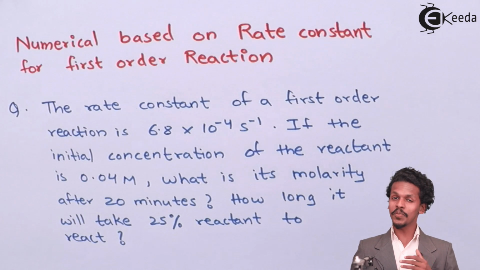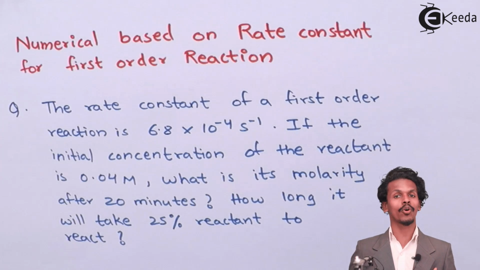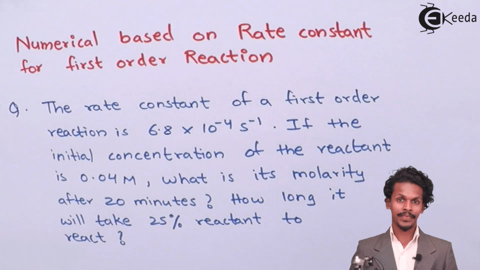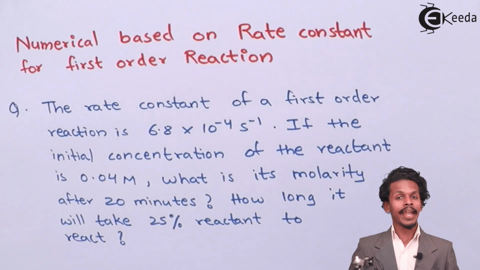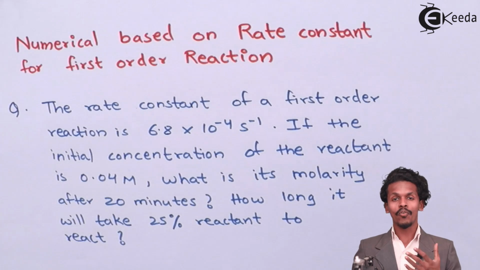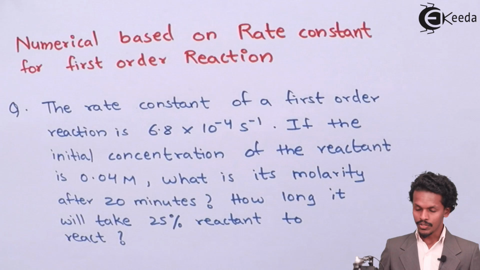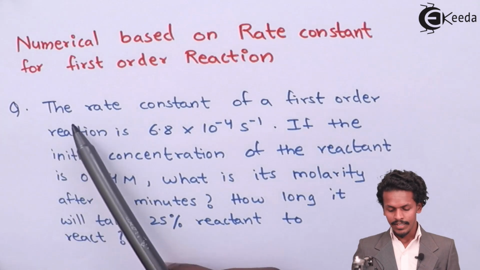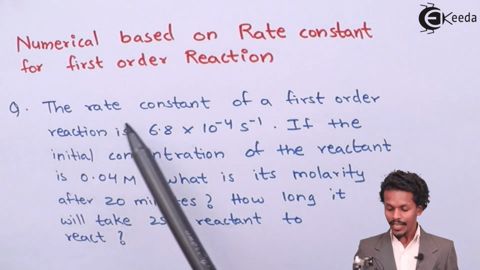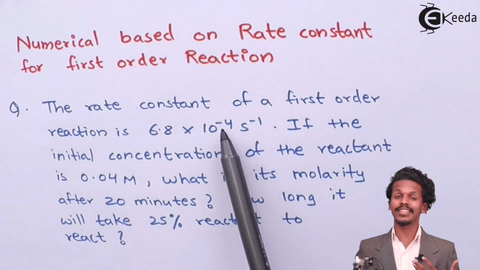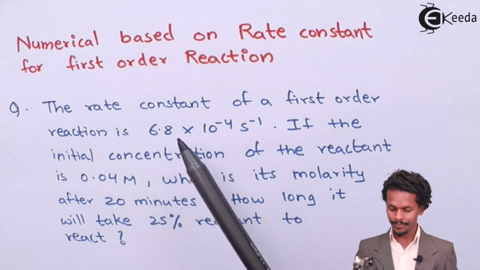As on your screen, a numerical is mentioned which is based on the rate constant for the first order reaction. So let us see and extract the data and fulfill the requirements asked in the question. First of all, it's mentioned the rate constant for the first order reaction is 6.8 into 10 raised to minus 4, which means the rate constant K is given.